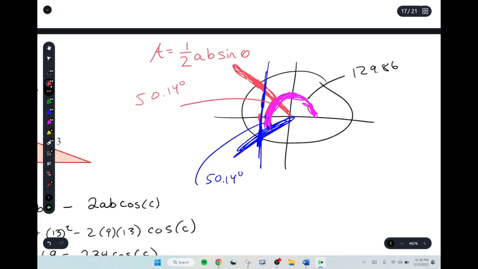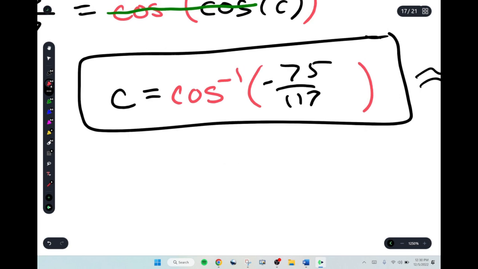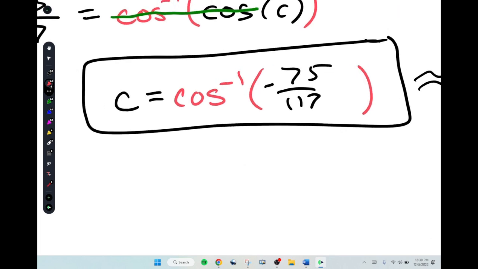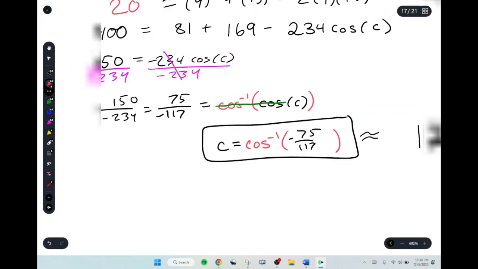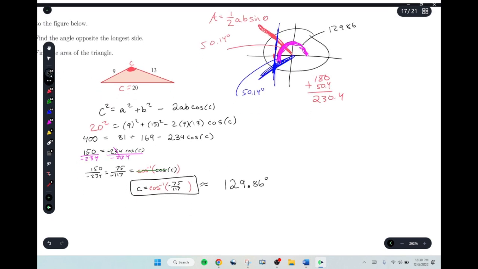Ish. Yeah. 180 plus 50.14 gives me 230.14. That was possible for my arc cosine. Like, this answer with no other information could be either of those answers. But now we've got to ask ourselves a question. If that's also an answer, is that possible to be the answer to the question they asked? Why is that not possible to be the answer they asked?